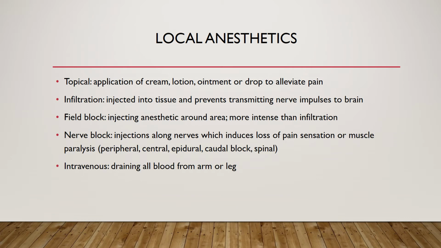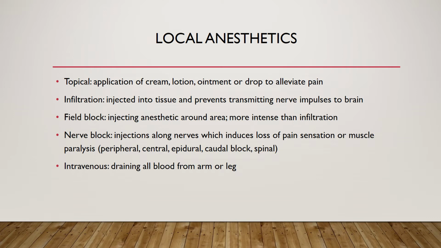Local anesthesia can be used in the form of topical administration, infiltration anesthesia, field nerve block, or intravenous regional local anesthesia. Topical local anesthesia includes the application of a cream, lotion, ointment, or a drop of local anesthetic to traumatized skin to alleviate pain. Topical local anesthesia can also be applied to mucous membranes in the eye, nose, throat, urethra, anus, rectum to alleviate pain or to anesthetize the area for a medical procedure.